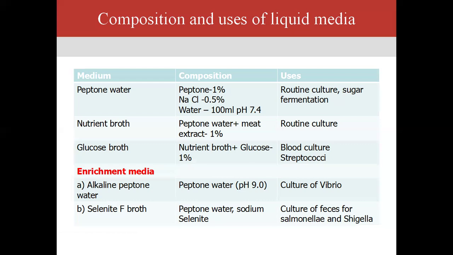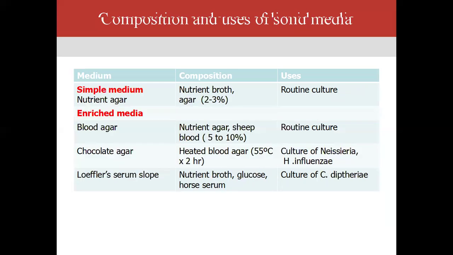Next, enrichment media, that is liquid media, alkaline peptone water. Here we have to prepare peptone water and the pH should be 9.0. What are the uses? For culture of Vibrio. Next, selenite F broth. It consists of peptone water and sodium selenite. This is for culture of feces for Salmonella and Shigella.